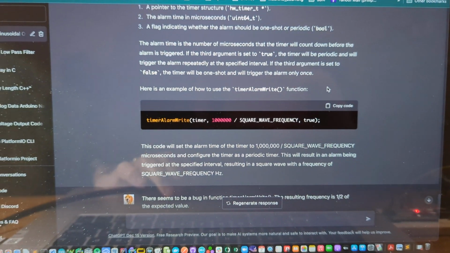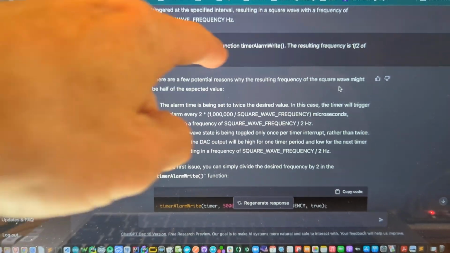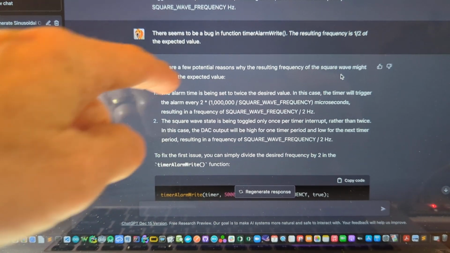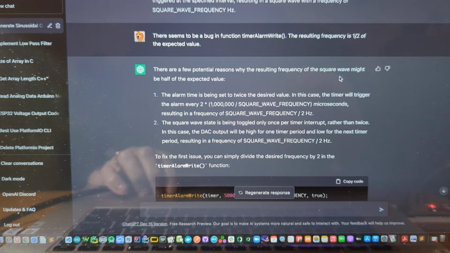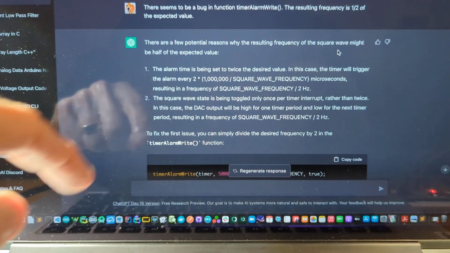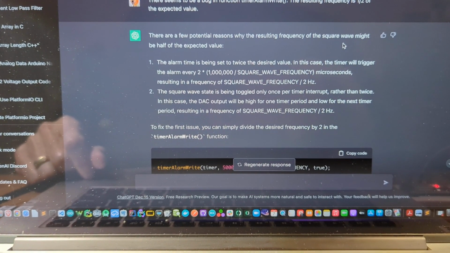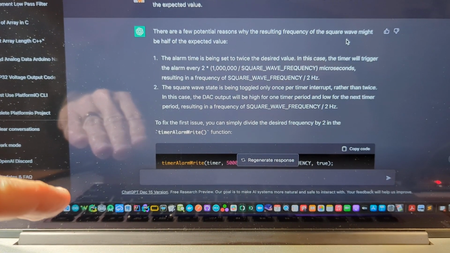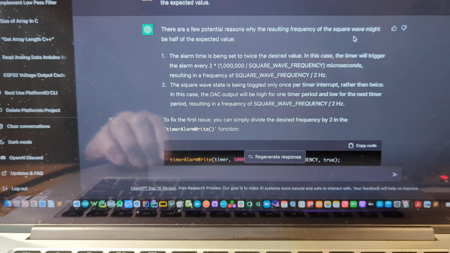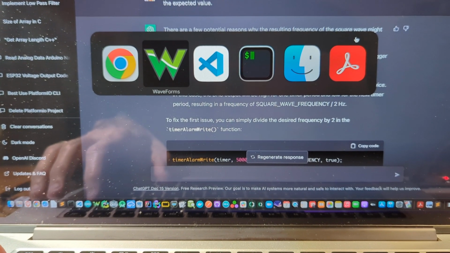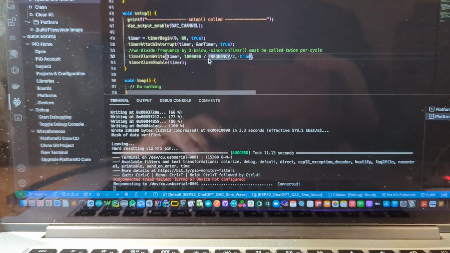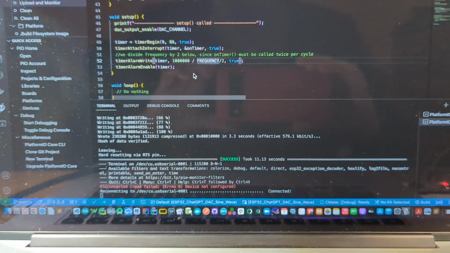And then I went on to say, there seems to be a bug in the function timerAlarmWrite. The resulting frequency is 1/2 of the expected value. And it said there are a few potential reasons for the resulting frequency being half of the expected value. And it was exactly right. It pointed out that the square wave state is being toggled only once per timer interrupt. In other words, it's going up to the maximum and then down to the zero value, so it has to be toggled twice. So then it suggested dividing the frequency by two, which I had already done to get it to work. That's right here, where I'm doing that divide by two, and I put a note in here as to why that's necessary.